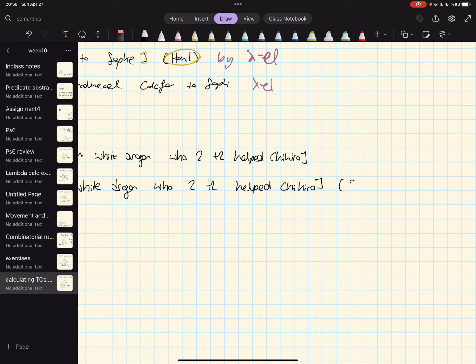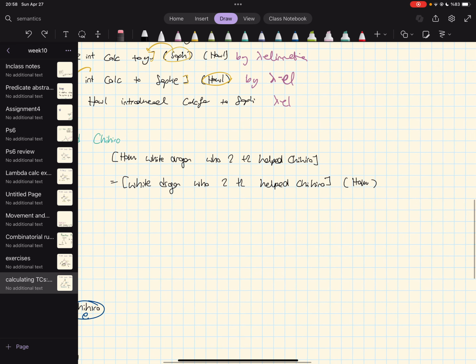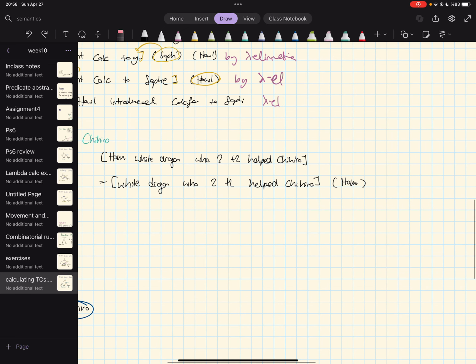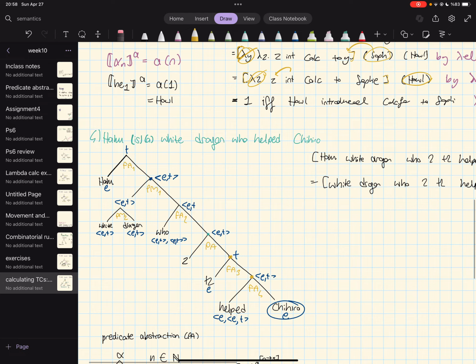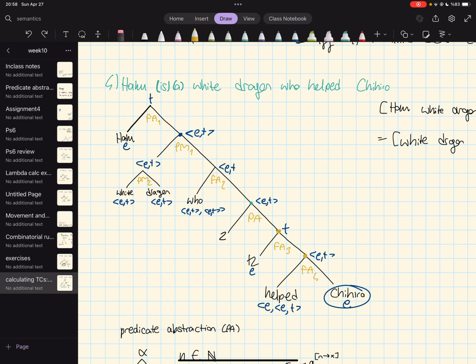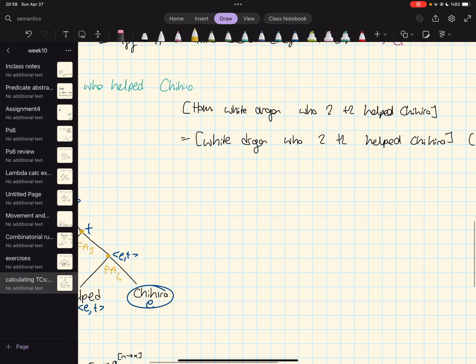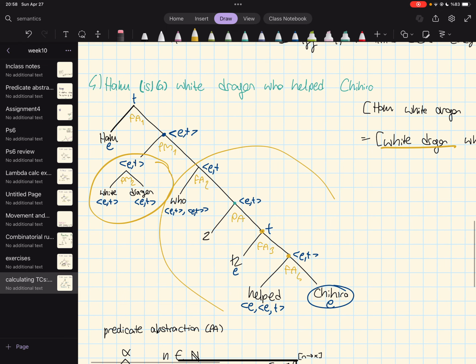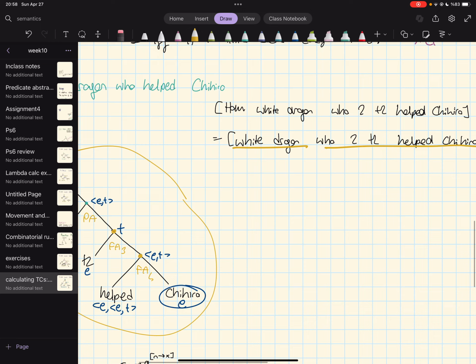Haku would be in double brackets, but I'm not doing it because I'm gonna need to write Haku so many times. This sentence has so many steps, so I'm not gonna use double brackets. But just assume that there's double brackets for Haku. Okay. Now that I've factored out Haku by function application, I can move on to my next step, which is predicate modification. This predicate modification will separate two elements. First one is white dragon, here. Second one is the rest of the sentence, which is who t2 helped Chiro.